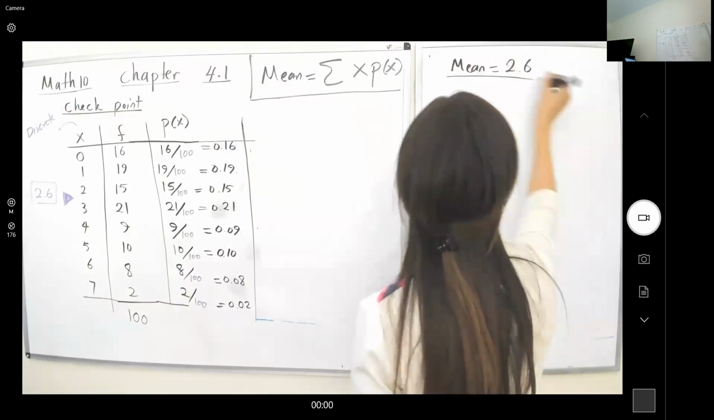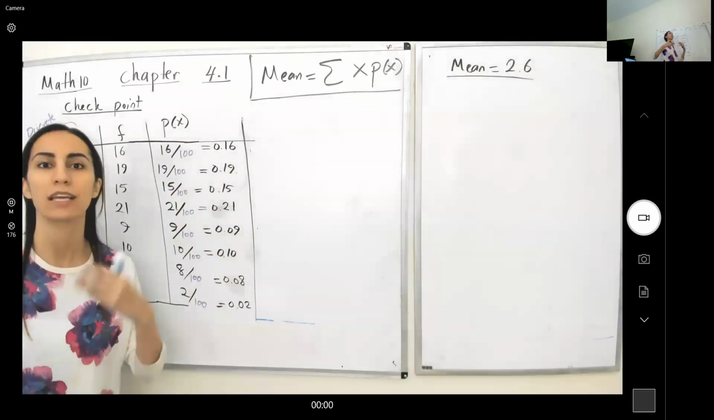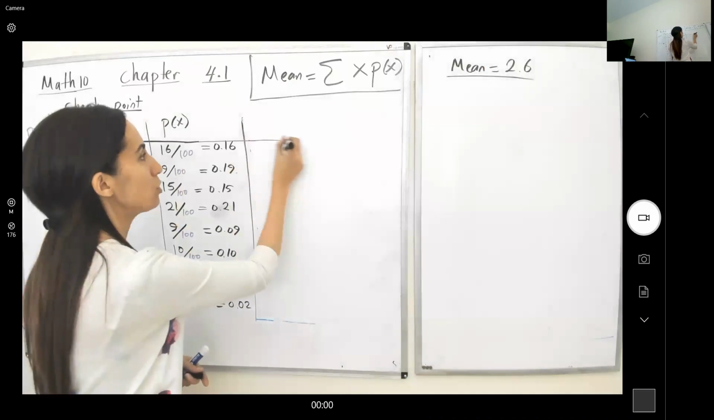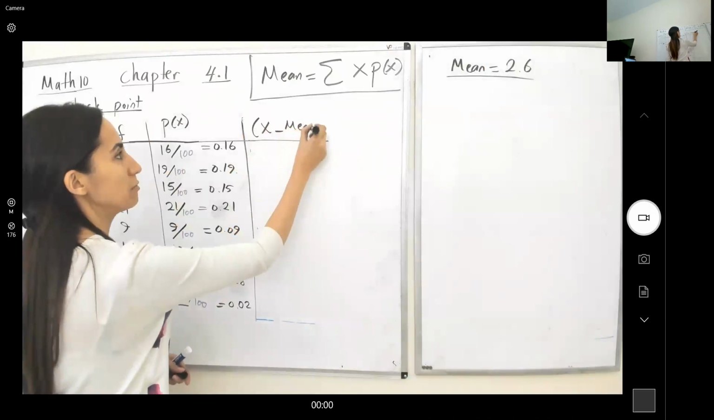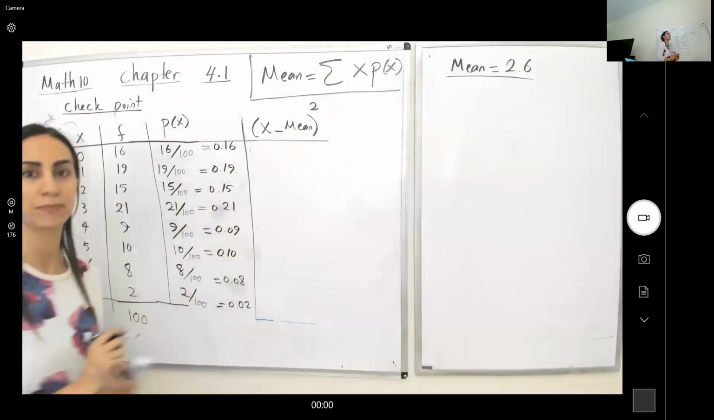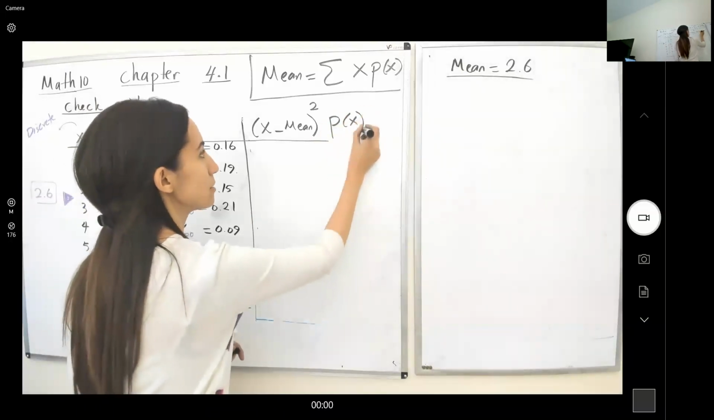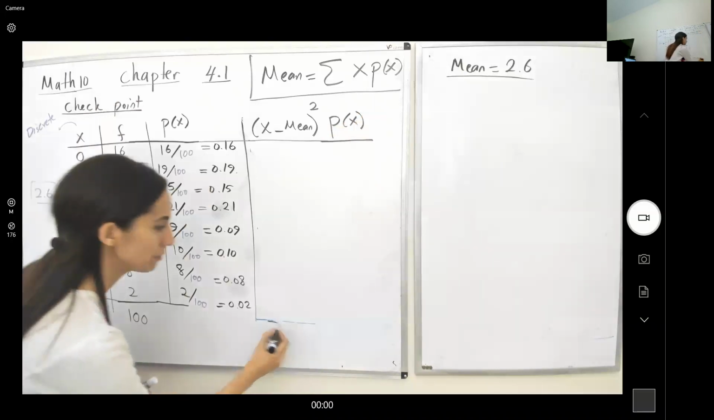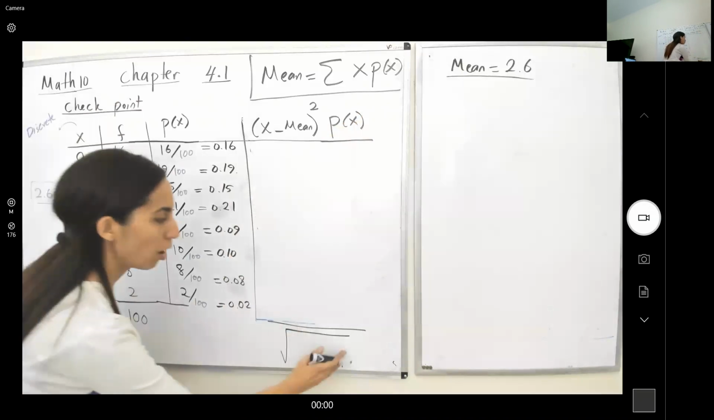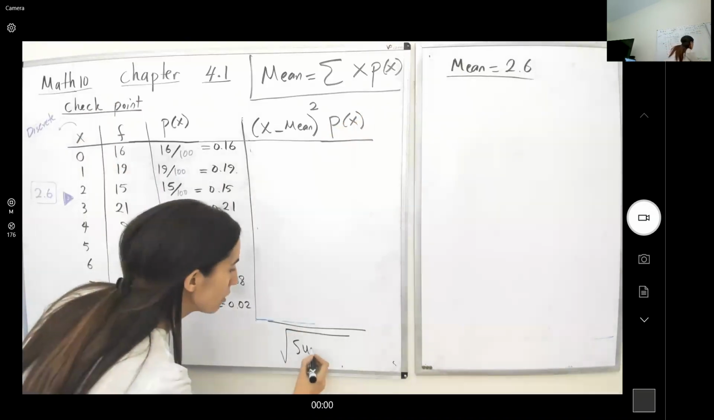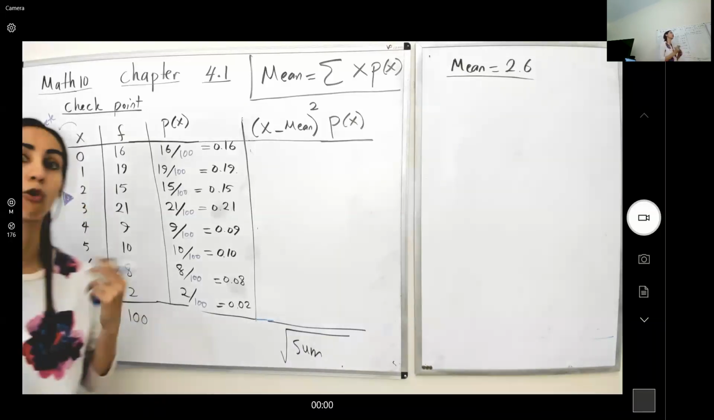Now to find the standard deviation, you have to create a new column. In this new column, you have to find x minus mean, square it, and multiply by p of x. Then you find the square root of the sum.